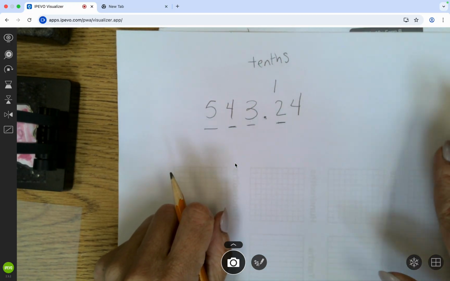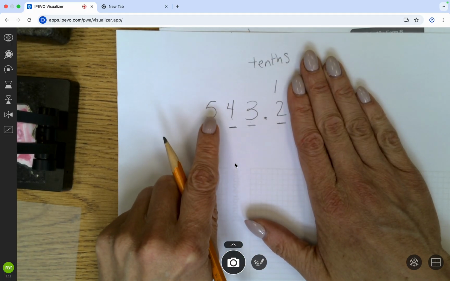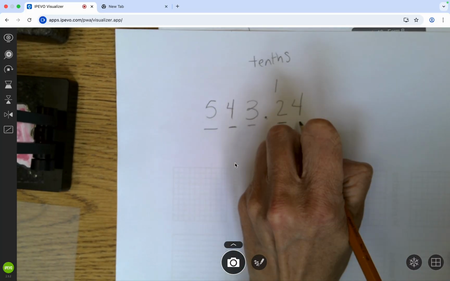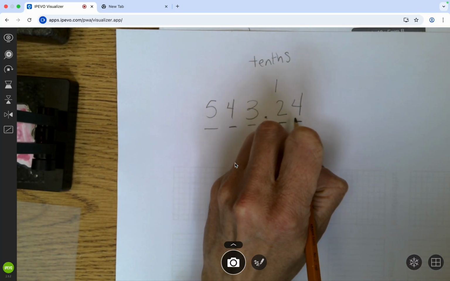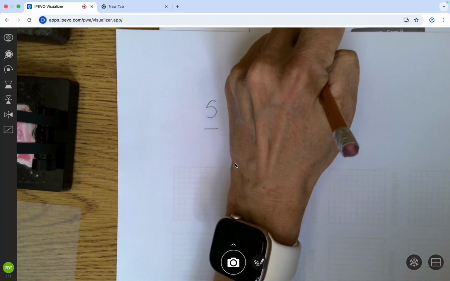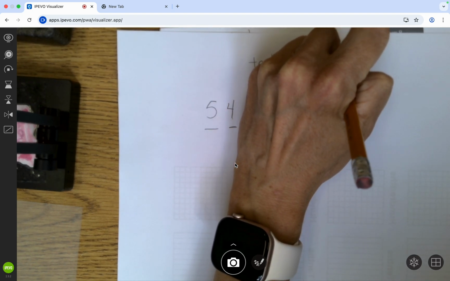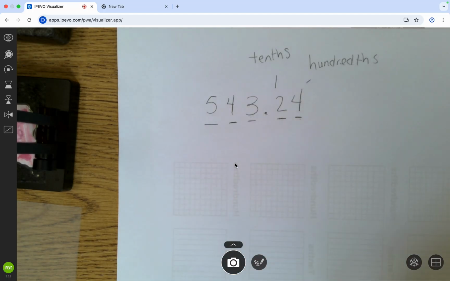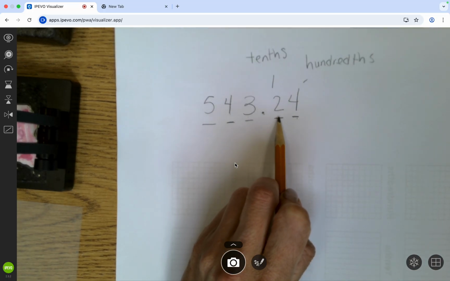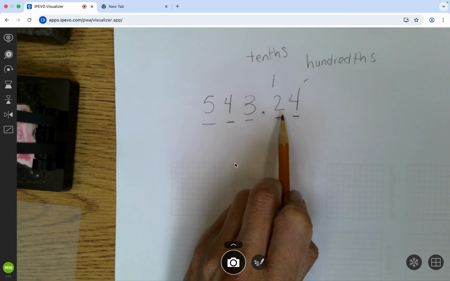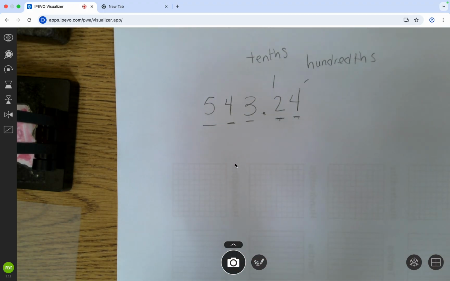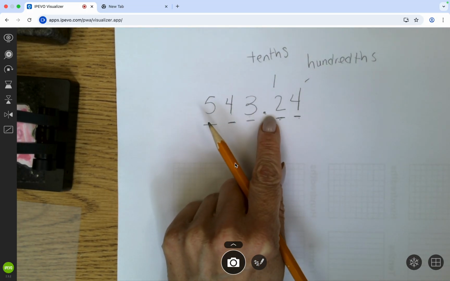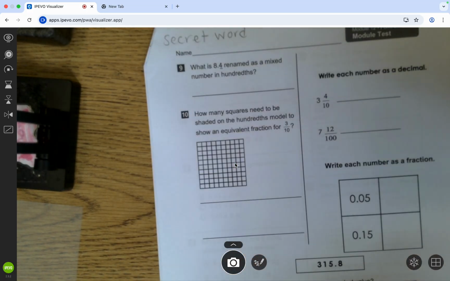So if I covered up the 4, I would say 543 2/10. The place value after the tenths place is the hundredths place, okay? So tenths, hundredths. Tenths is worth 10 times as much as the value of a number in the hundredths place. So if I said this number, I would say 543 24 hundredths, okay?